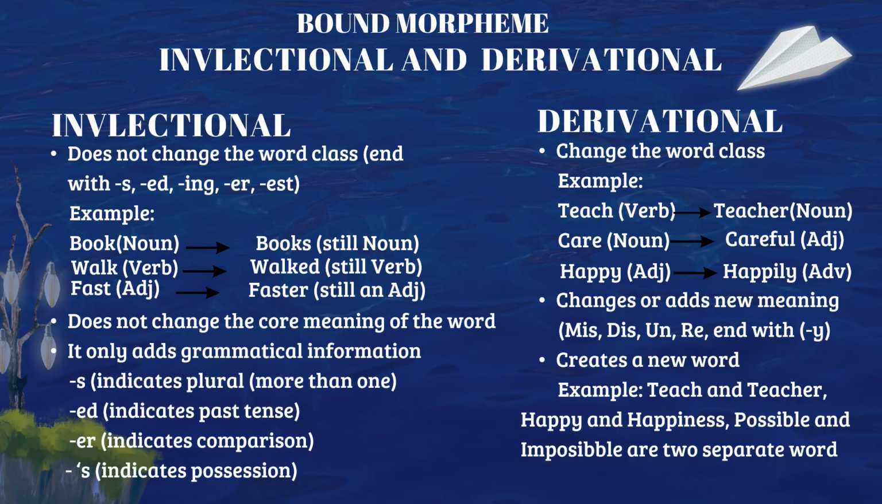And then is derivational. This one is different. Its characteristics are it usually changes the word class. It also changes or adds new meaning to the word and creates a new word. Examples: teach and teacher, happy and happiness, possible and impossible are two separate words.